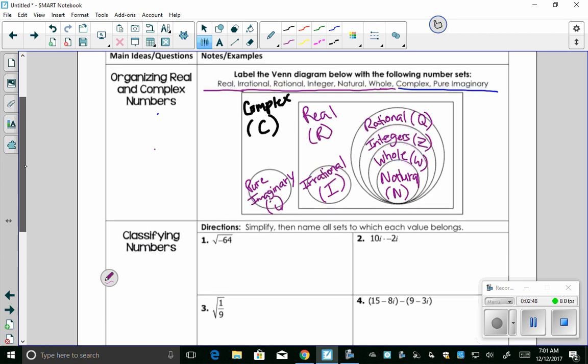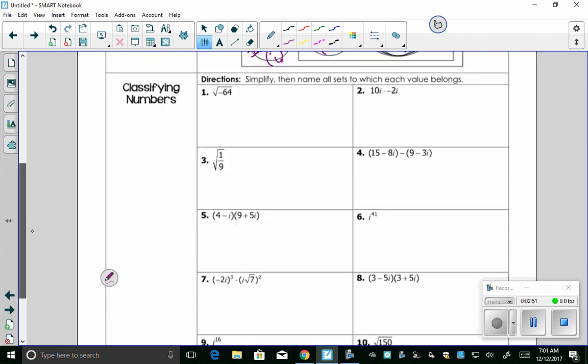So in order to classify these, first we have to make sure that our numbers are simplified to their basic form. Remember, if I have the square root of a negative number, I first have to separate it into the square root of -1 times the square root of 64. If you remember, the square root of -1 is i, times the square root of 64, which is 8, so my answer is going to be 8i. That is the simplified form.